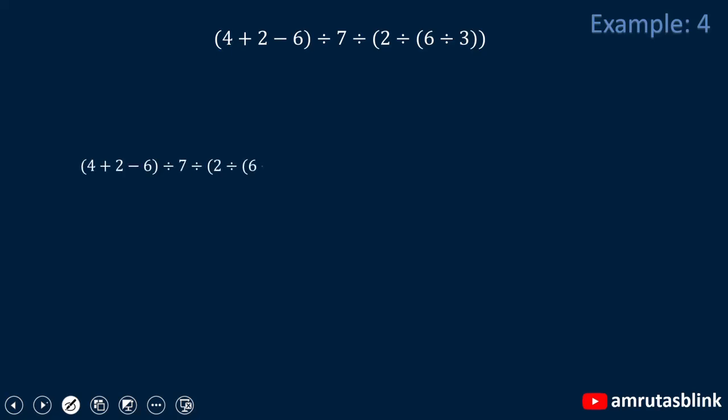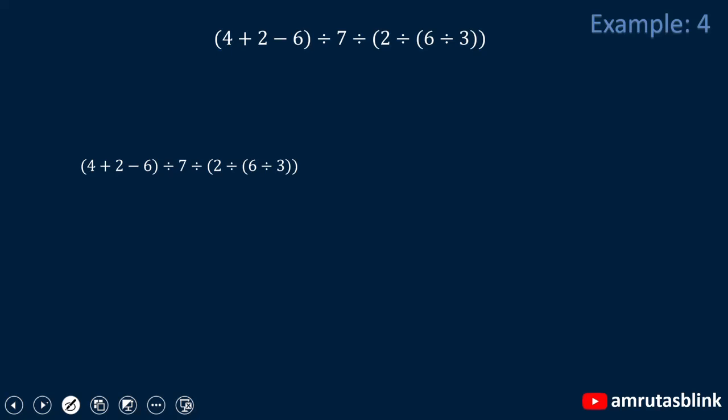We'll move to example number 4. 4 plus 2 minus 6 divided by 7 divided by, now here two brackets are used, divided by 2 divided by, into the bracket 6 plus 3, bracket complete. We just rewrite the example. 4 plus 2 minus 6 divided by 7 divided by 2 divided by 6 divided by 3.